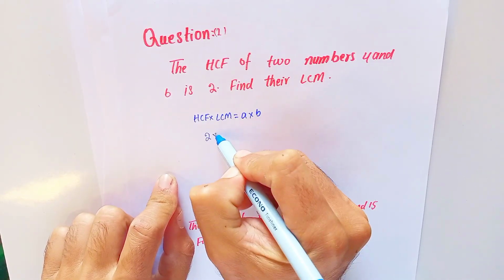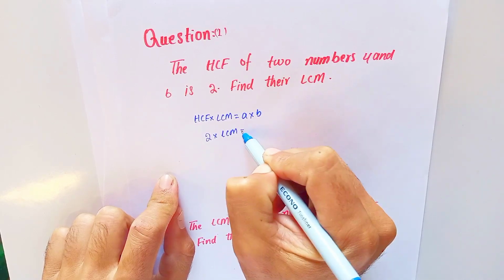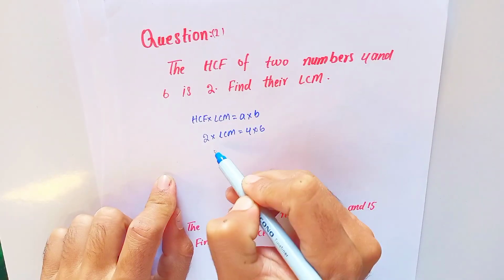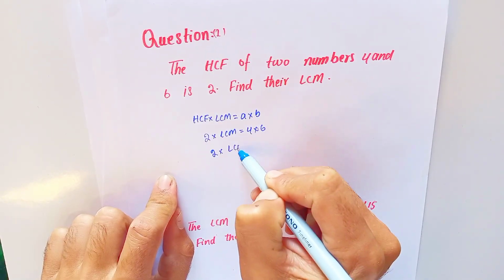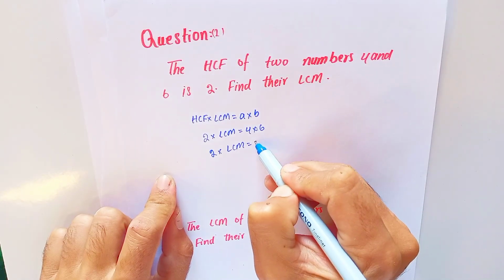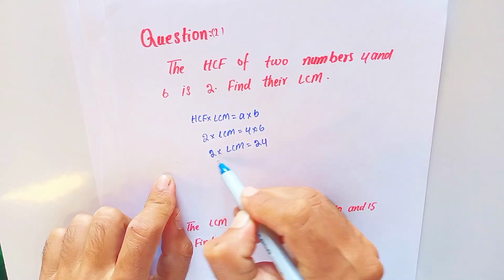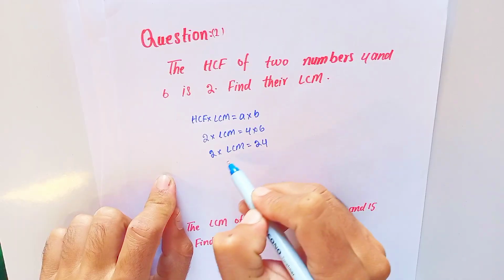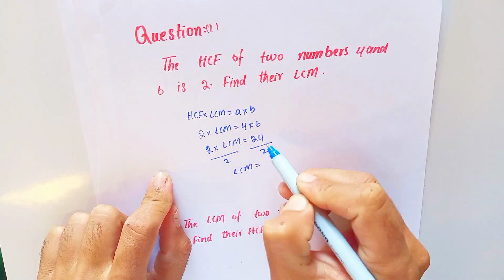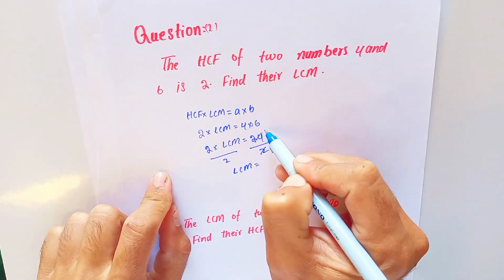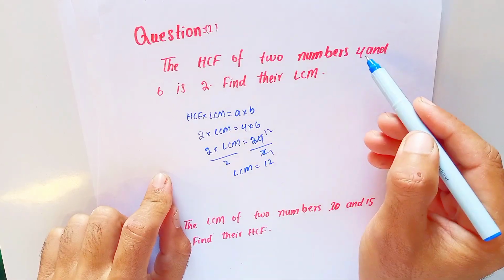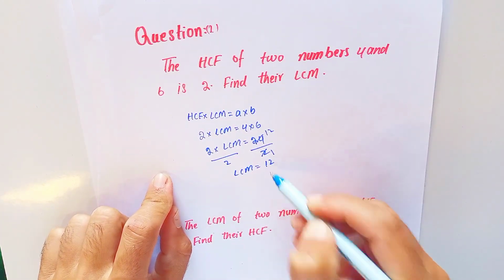2 multiplied by LCM is equal to 4 multiplied by 6. 2 multiplied by LCM is equal to 4 sixes are 24. Right? Now divide both sides by 2. So LCM is equal to 2 ones are 2, 2 twelves are 24. LCM is equal to 12. So the LCM of 4 and 6 is equal to 12.